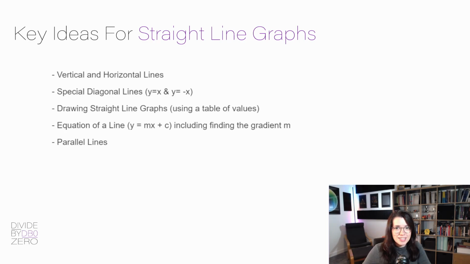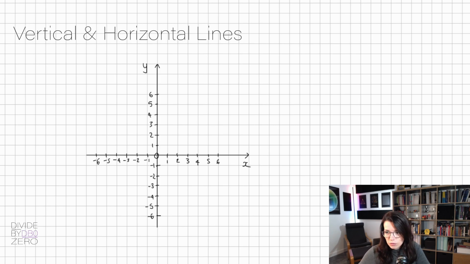The first idea we need to be comfortable with is vertical and horizontal lines. We need to know what they look like and recognize the equations for them. For example, let's say we had a vertical line coming down here. This is a straight vertical line going down through where x is equal to 3. So the equation for that line will just be x equals 3.